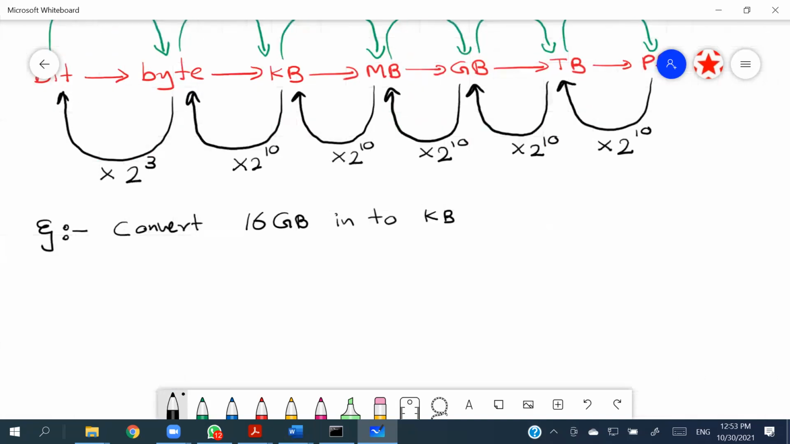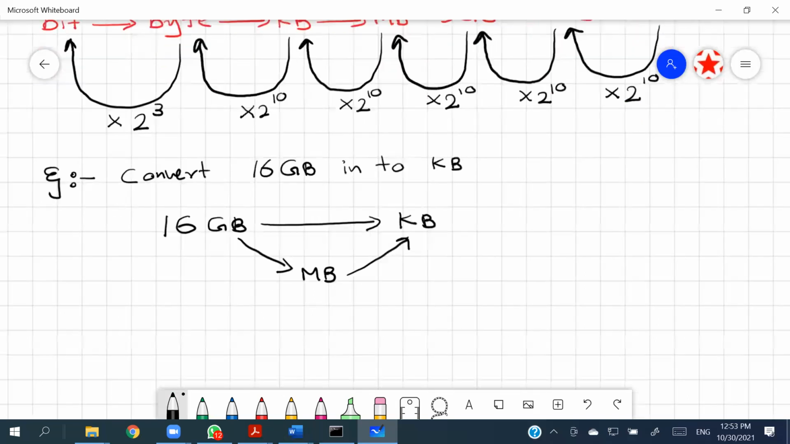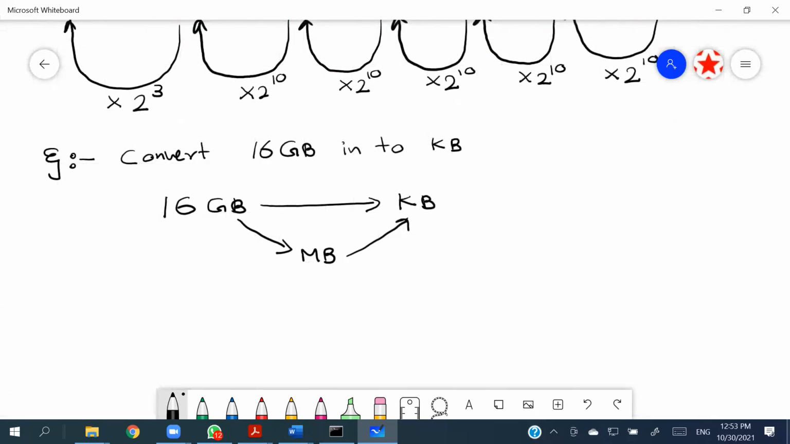Now, the first thing that you need to do is you write 16 GB. Then your conversion happens to the kilobytes. Then we write the journey. What is the journey? Gigabyte will become megabytes, megabyte will become kilobyte, right? Later on you can do this in your head, right?